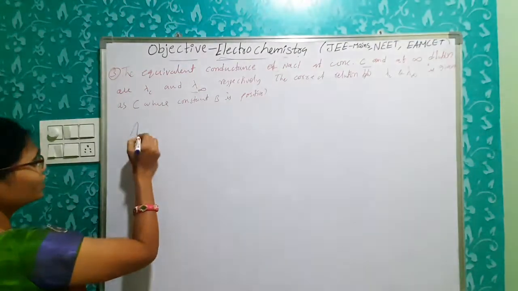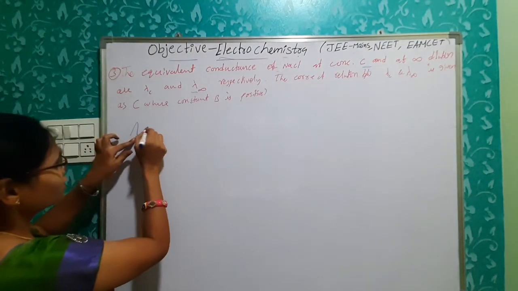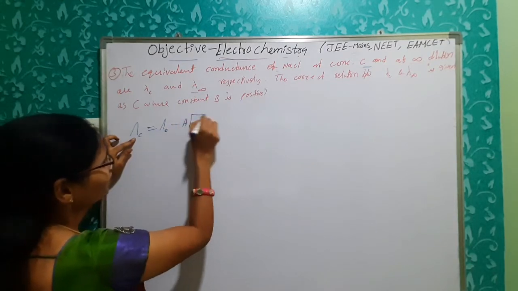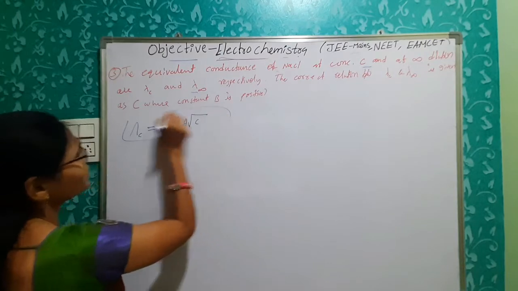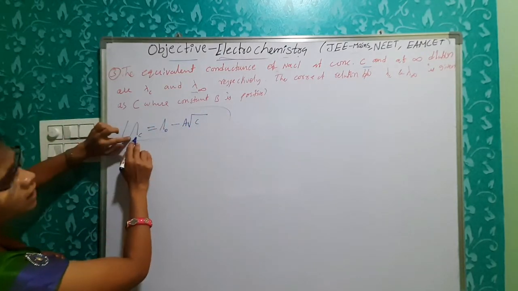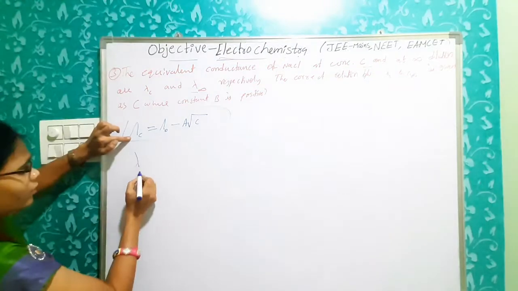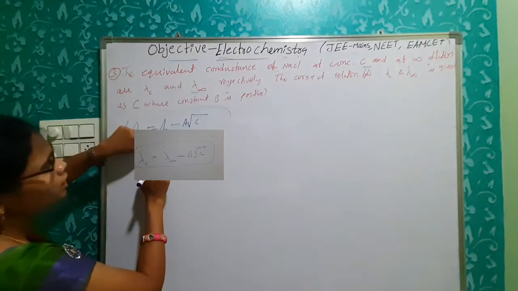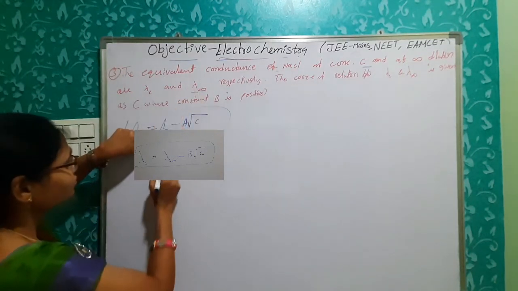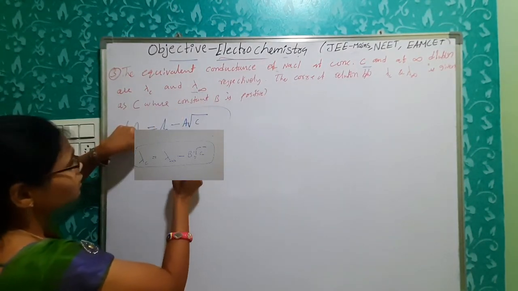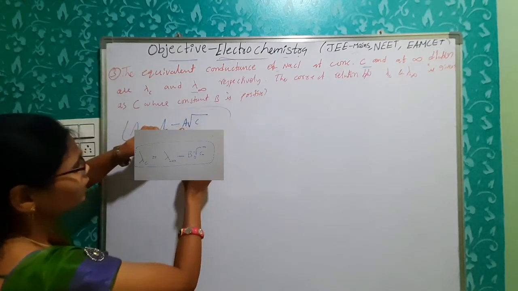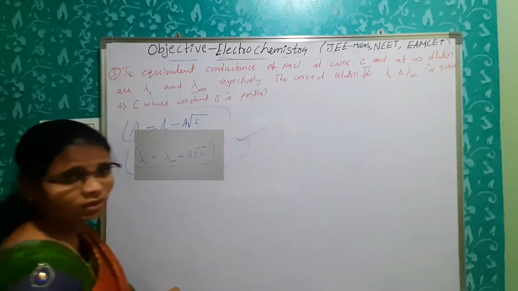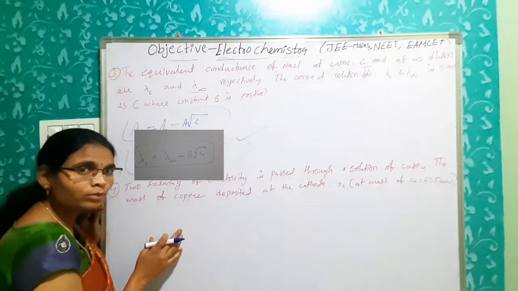What is the Debye-Huckel-Onsager equation? Lambda C is equal to lambda naught minus A into square root of C, no? Okay. So simply, instead of lambda C he gave lambda C, and instead of lambda naught they give lambda infinity, minus instead of A they give B, square root of C. This is the answer only. Clear? See your next problem.